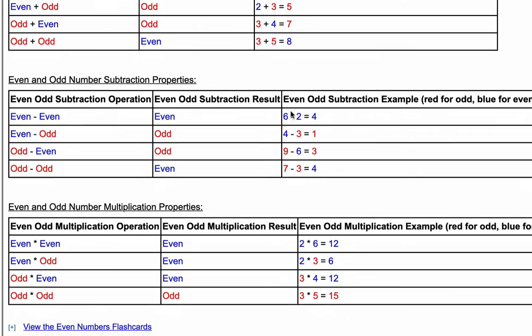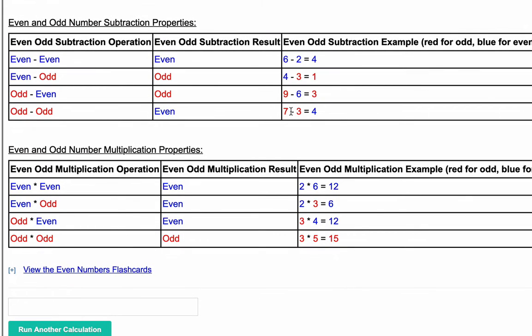Let's move on to even and odd number subtraction properties. If we subtract an even from an even, we get an even. 6 minus 2 is 4. If we subtract an odd from an even, we get an odd. 4 minus 3 is 1. If we subtract an even from an odd, we get an odd as well. 9 minus 6 is 3, for example. And finally, if we subtract an odd from another odd, we get an even. 7 minus 3 is 4.